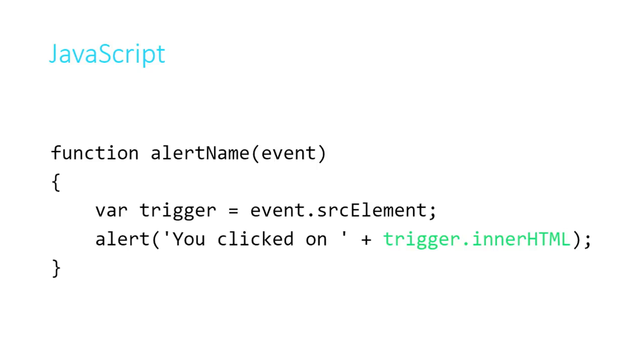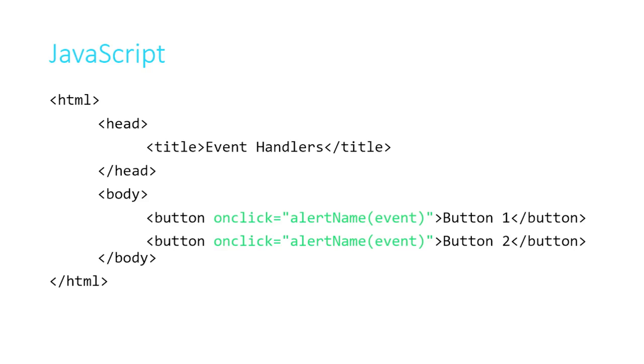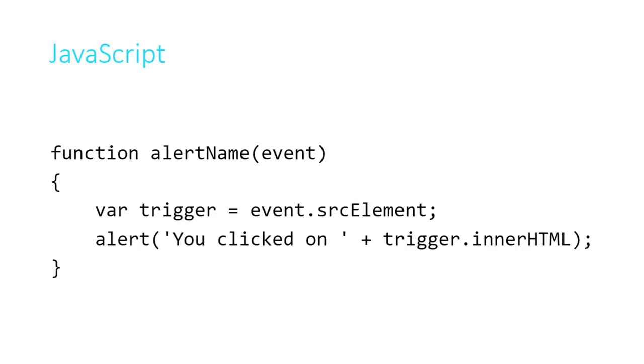Now, what is inner HTML? Let me jump back a couple slides for a second here. The inner HTML is what is between the button tags. In this case, "button 1" is the inner HTML, and "button 2" is also inner HTML. So what happens when I click on those buttons is it will alert me, you clicked on button 1, if I happen to click on button 1, or you clicked on button 2 if I happen to click on button 2.